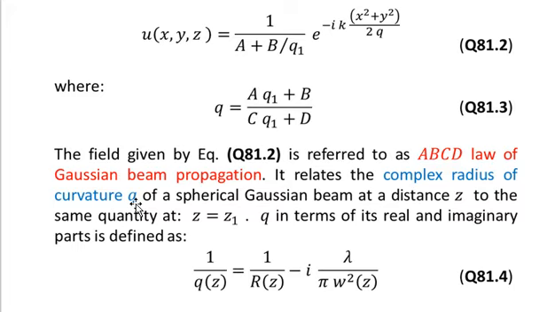So here notice that q is actually a complex radius of curvature of a spherical Gaussian beam at a distance z to the same quantity at a distance z1. So you see that here q, what is q? Q is actually the complex radius of curvature at the plane z is equal to z, and where q1 is a complex radius of curvature of the spherical beam at a plane z is equal to z1.